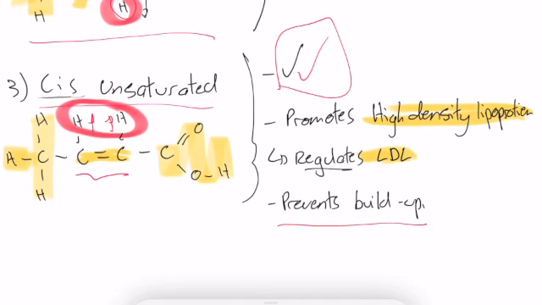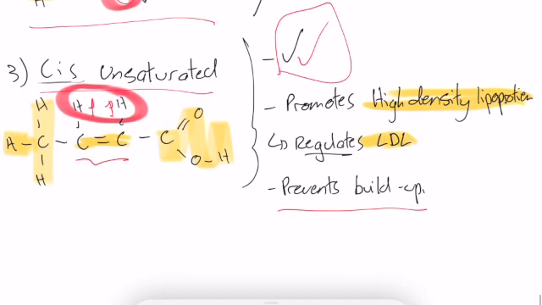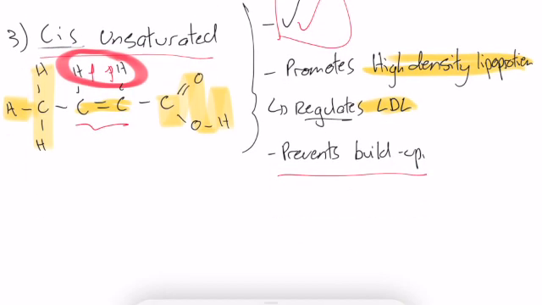Therefore, cis unsaturated fatty acids are generally seen to be your good type of fatty acid, and not the type that blocks up arteries and can lead to chronic health diseases.